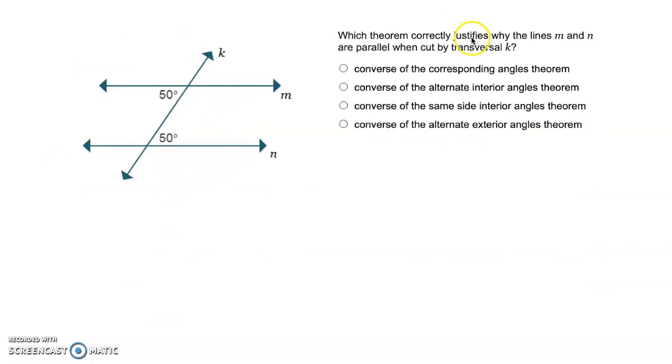So which theorem justifies why M and N are parallel? We have two lines cut by a transversal and we have 50 and 50. Well, what types of angles are these? Those are alternate interior angles. And so it would be the converse of the alternate interior angles theorem that would make M and N parallel.